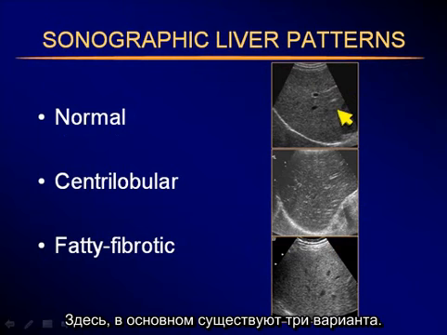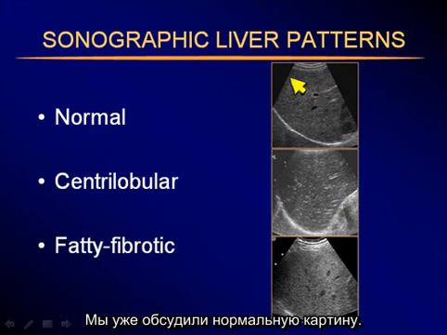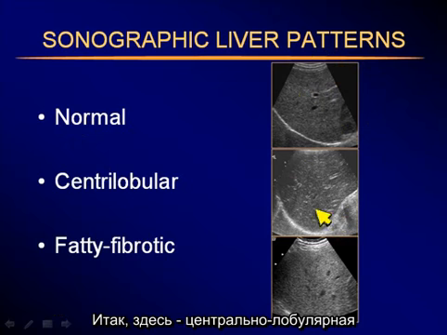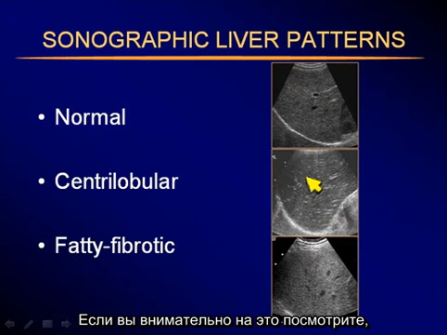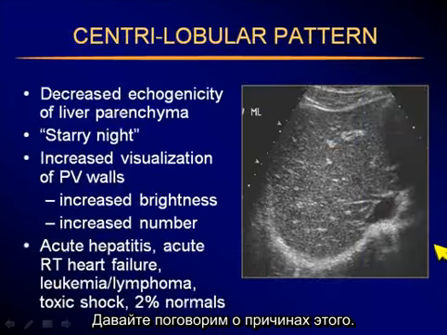There are basically three patterns in the liver: the normal pattern, the centrilobular pattern, and the fatty fibrotic pattern. We already discussed the normal pattern. Now there's the centrilobular and the fatty fibrotic. If you look at it closely, this one has too many portal vein walls. This one doesn't have any, and let's talk about the reason for that.